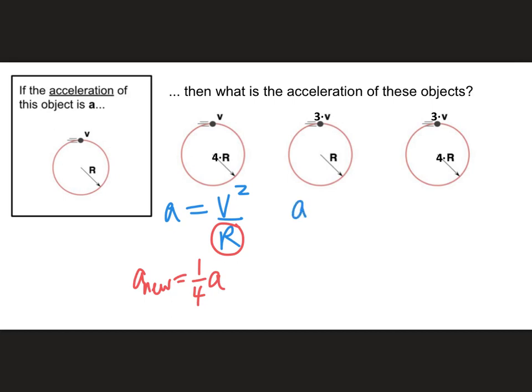Let's take a look at this one. Okay, so what changes? In this case, the v changes. Now, notice that the v is being squared in the problem. So when you change v by a factor of 3, you're actually changing it by a factor of 3 squared. And so my new version is going to be 3 squared, or 9, times the original acceleration.